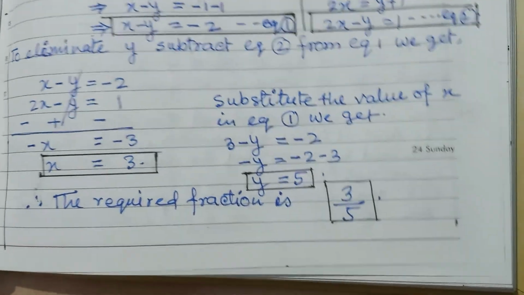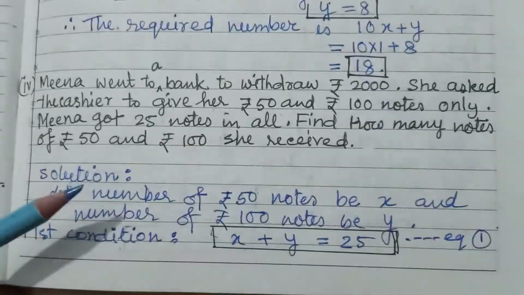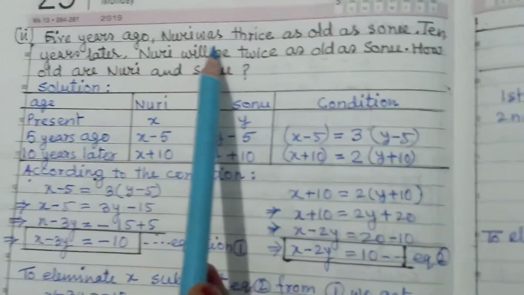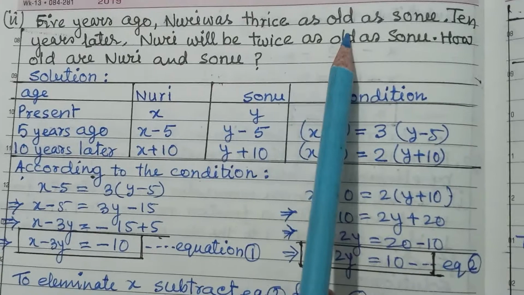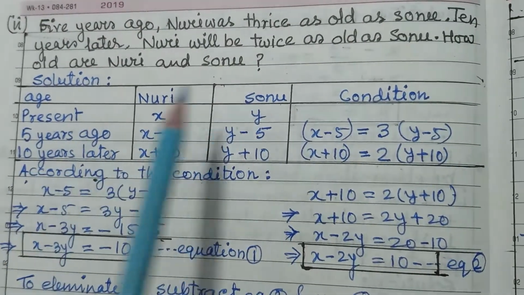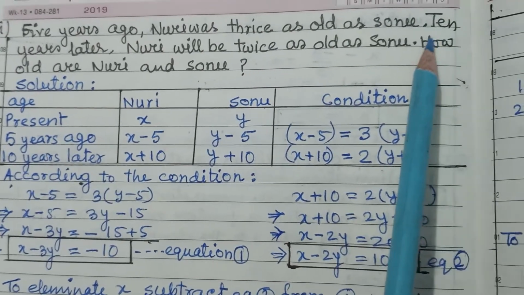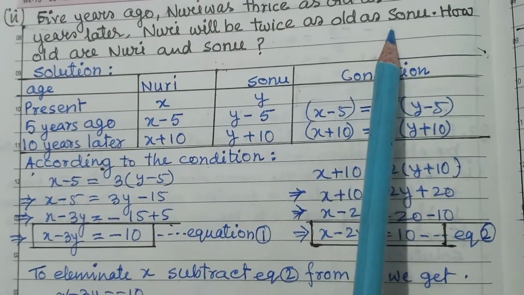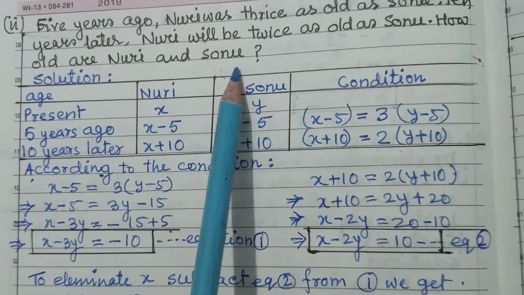Now the next question is, 5 years ago Nuri was thrice as old as Sonu. It is the first condition. Now the second condition, 10 years later Nuri will be twice as old as Sonu. How old are Nuri and Sonu?